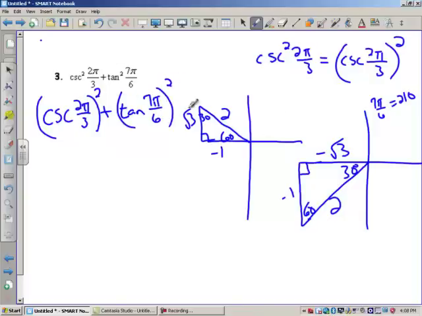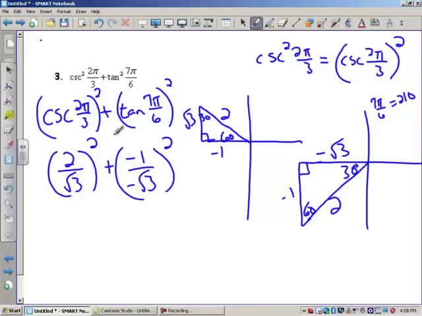So let's do this. Okay, cosecant. That's the reciprocal of sine. So instead of opposite over hypotenuse, we want to do hypotenuse over opposite. Now tangent for a 7 pi over 6 angle is opposite over adjacent. So that's a negative divided by a negative, which means those are going to cancel and make a positive.